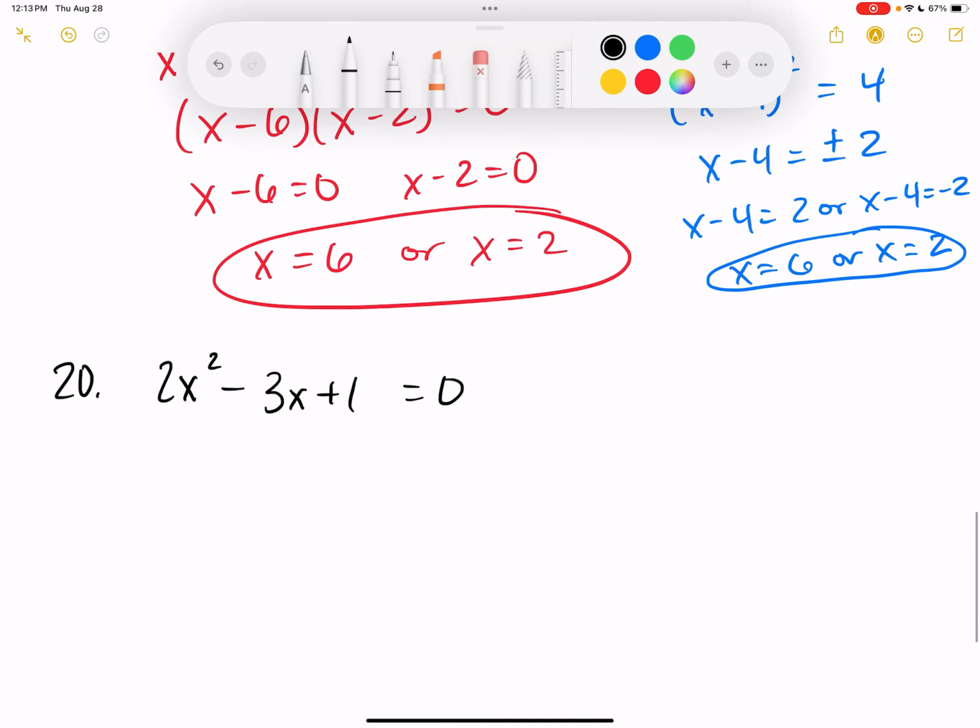So, who knows the quadratic formula? Negative b plus or minus the square root of b squared minus 4ac, all over 2a.